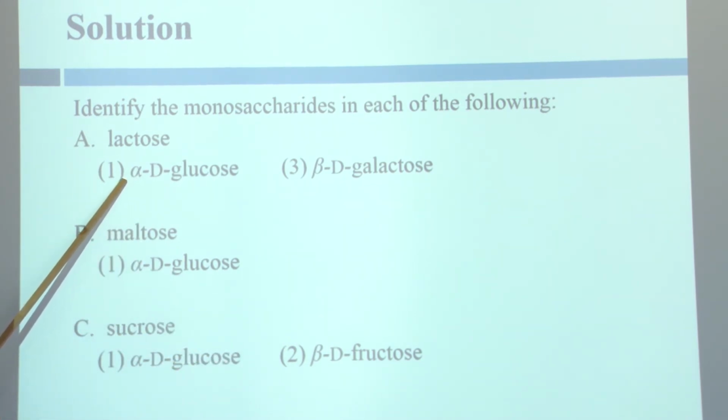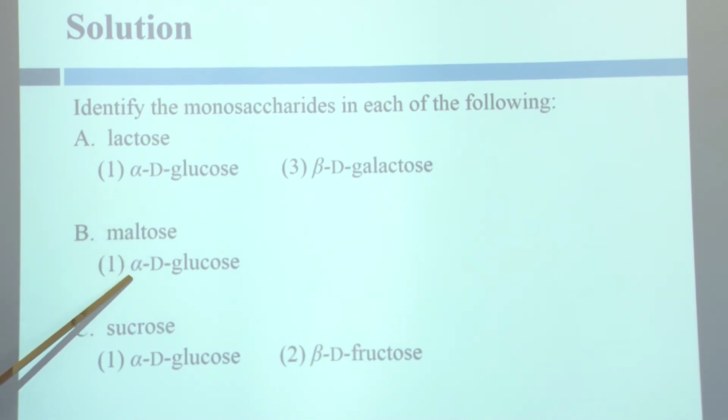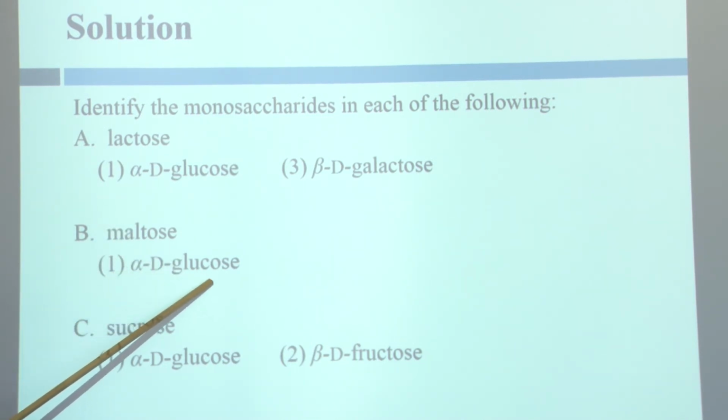So we should be able to independently identify these. What is the alpha isomer? What is the beta isomer? Maltose is made up of 2 alpha D glucose units, and sucrose is made up of 1 alpha D glucose unit and 1 beta D fructose unit.